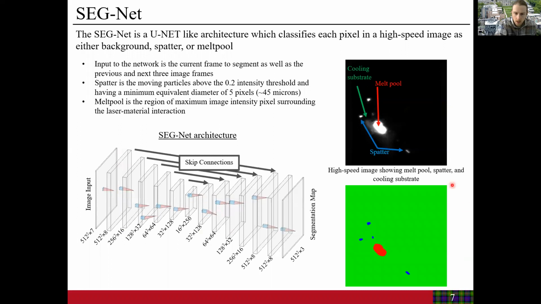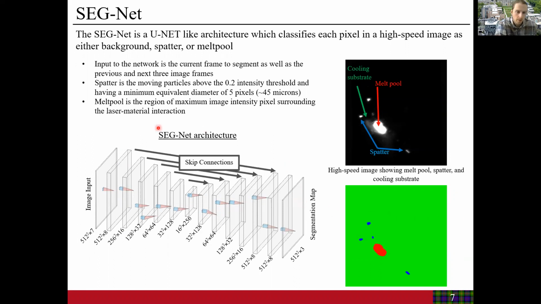Next, we have the melt pool, and that's the region of maximum image intensity pixels surrounding the laser material interaction zone. That is the red image intensity contour we showed earlier as well. And then lastly, anything that's not a melt pool or spatter is denoted as background.